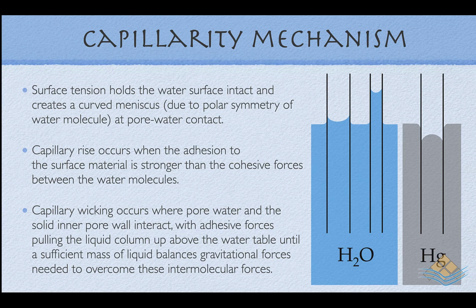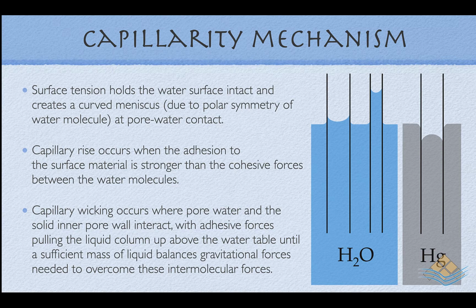And so capillary rise is occurring when the adhesion to whatever the surface we're looking at is stronger than the cohesive surface tension forces between the water molecules. And so we get the effect of that in what we term capillary wicking. This is occurring where the pore water and the inner pore wall interact, and the adhesive forces tend to pull the liquid contact up the column, and the surface tension forces tend to contract it and pull it down. And so those two forces will interact until they reach a balance. And that balance is what we call capillary wicking.